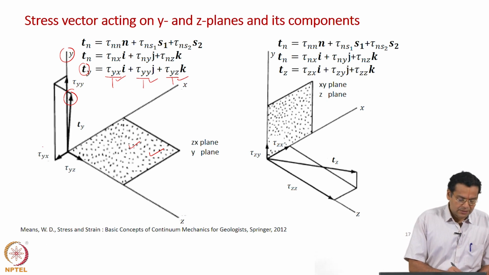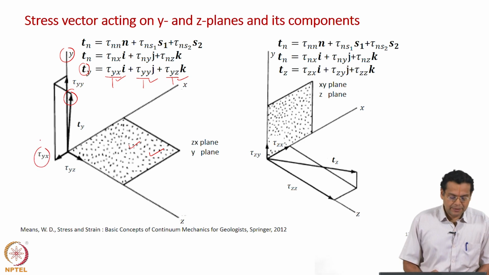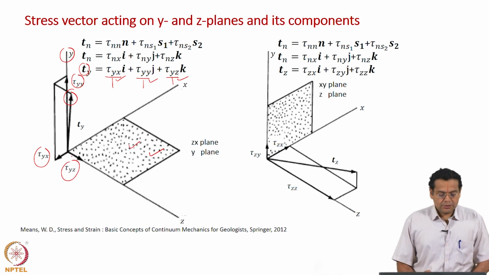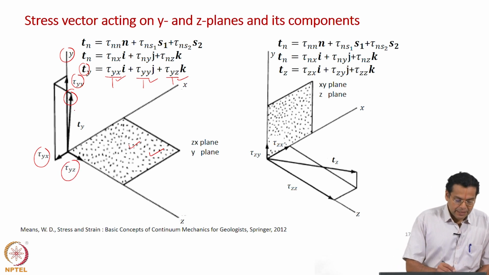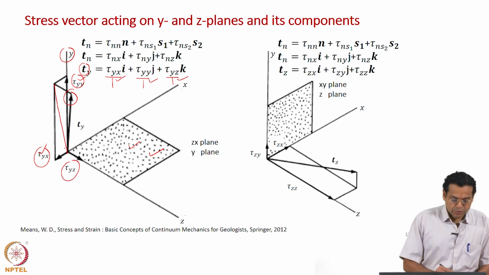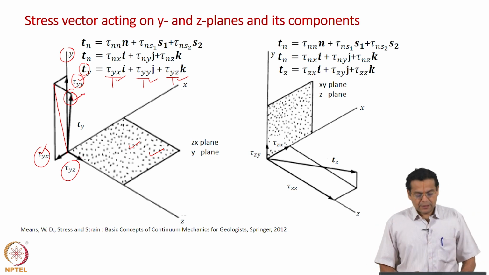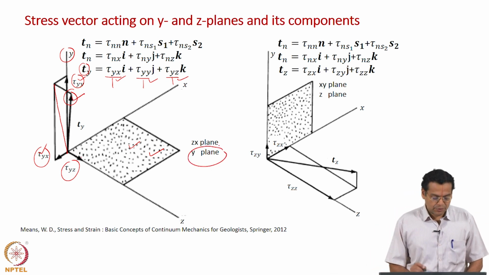What are the components? Tau yx, once again for example taken in a direction along the positive x axis, and then we have tau yy along the y axis, tau yz along the z axis. So you can construct, let us say, if you take tau yy and tau yx, you will get this vector. To that, if you add the component along the z axis, then you will get the stress vector which is Ty. Of course, we have seen that this is denoted as the y plane.